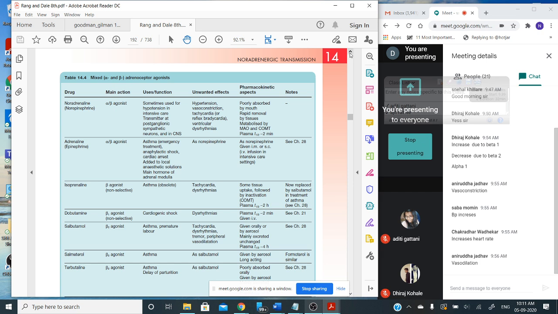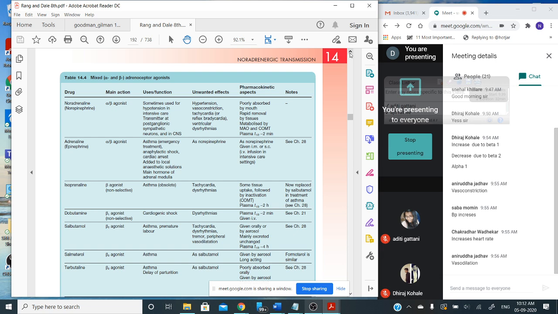Okay, this is a very severe condition where the heart can stop at any time. It is sort of a last measure that is taken, and we shall study it when we study the cardiovascular system in detail. But you should understand the mechanism: it is a selective beta 1 agonist.